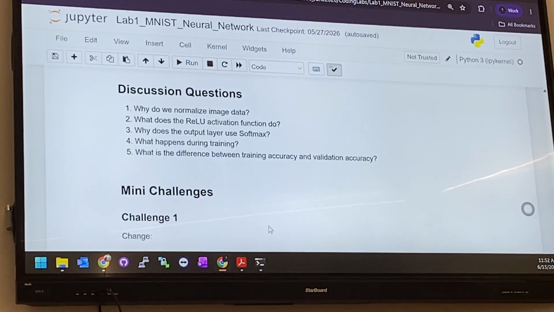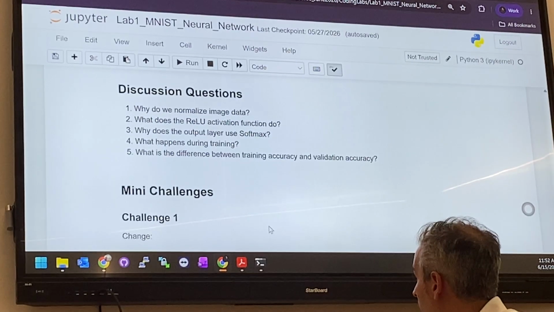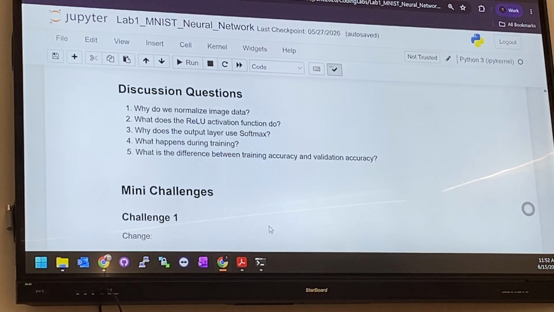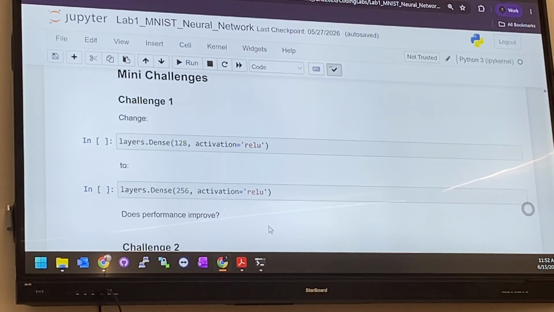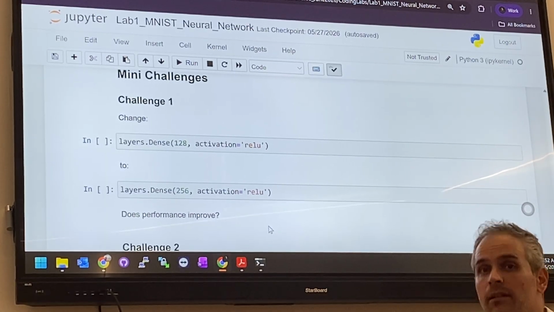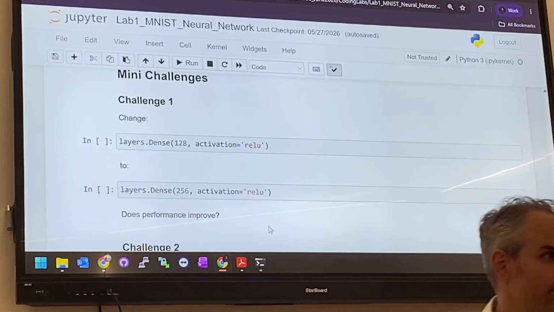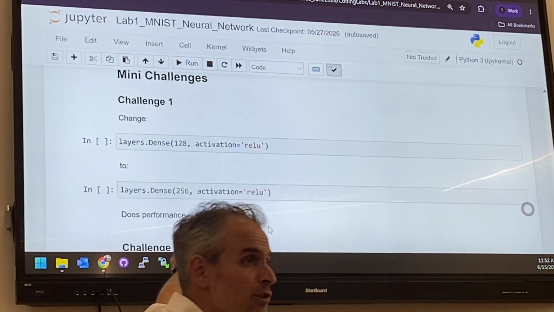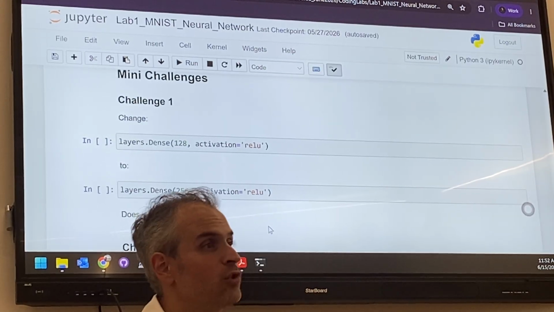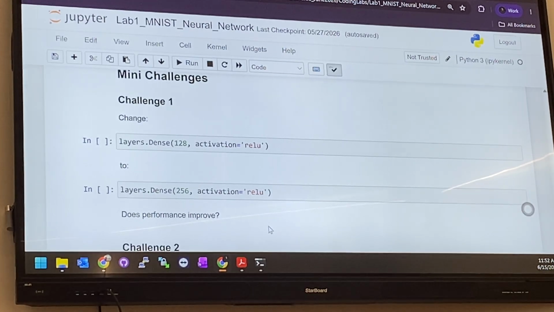But this is what I want to discuss now, briefly. Actually, not this, this is the challenge. I want you to go and change from 128 to 256 and see what is happening. You need to go to the layer, challenge 1. You need to go to the layer and change the 128 to 256 and see what you get.